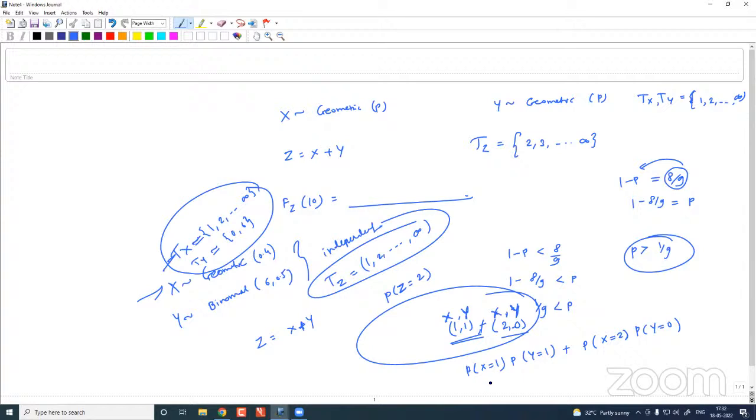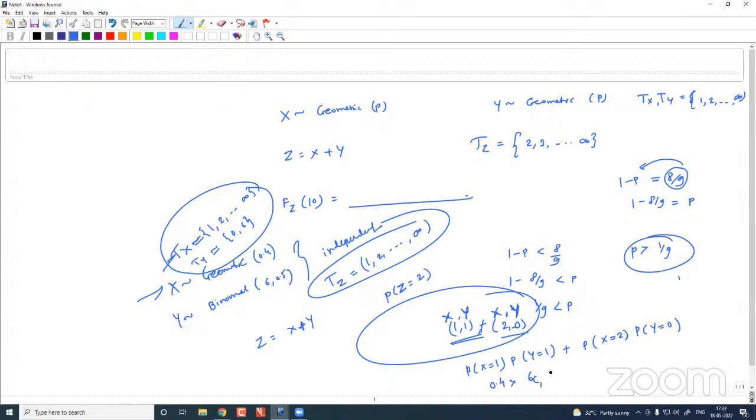0.4. Why? So this is (1 minus p) to the power n minus 1, into p, right? So n is 1, then this is 0. So this term will become 1, only p will be there. 0.4 into what is the probability of y equals 1?